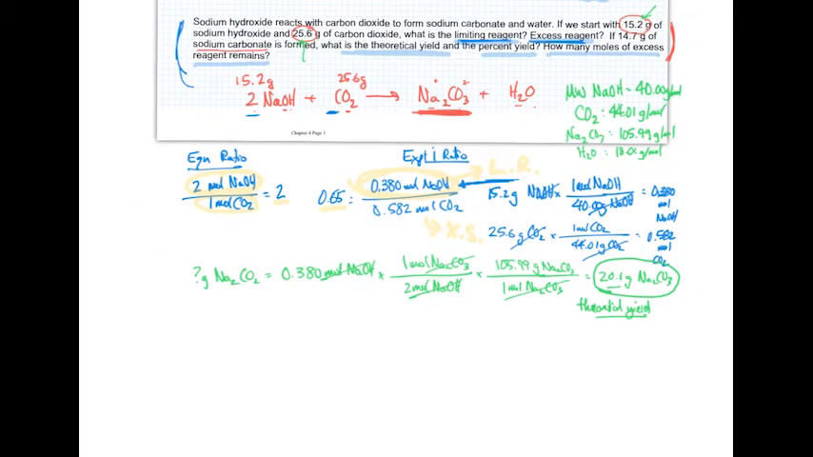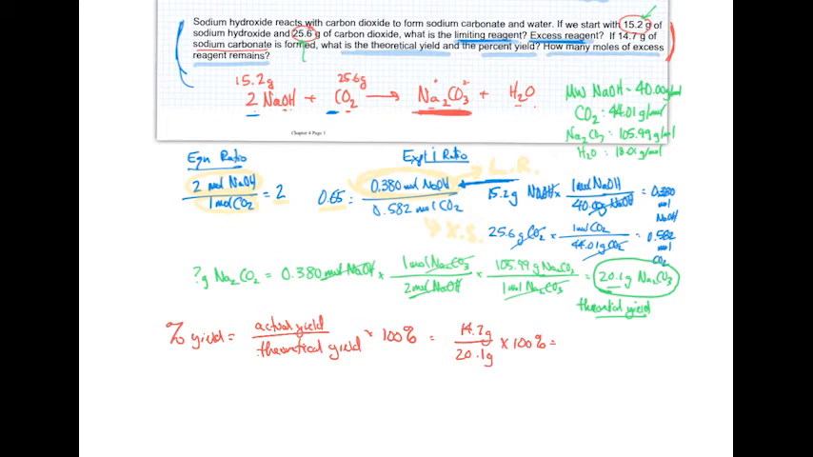All right, and the way we do that is quite simple. The percent yield is equal to the actual yield divided by the theoretical yield times 100%. All right, so we're going to look up here for the actual yield, 14.7 grams divided by 20.1 grams times 100%.